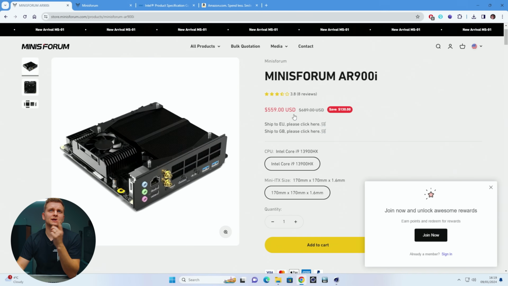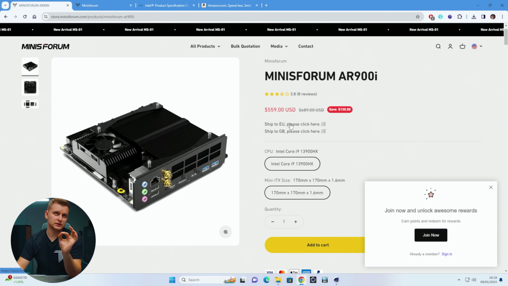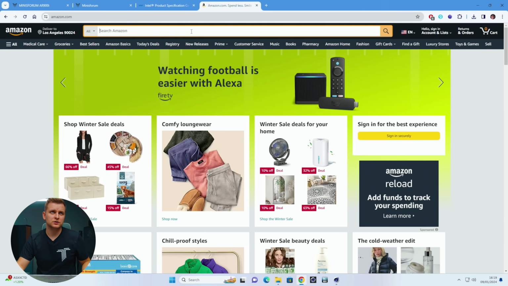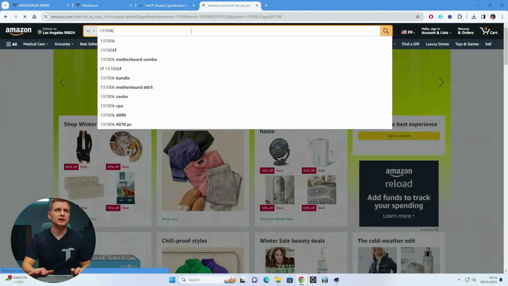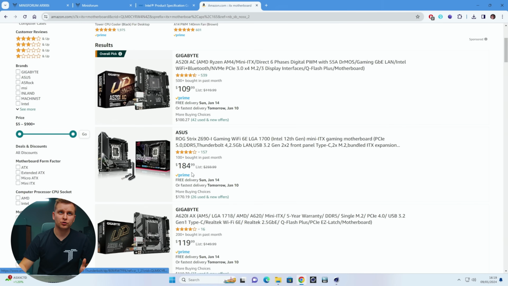So right now we can see that this goes for $559, $560. If we're looking at the 13700K, that is $364, which means we've got an extra $200 for the motherboard. We can get a pretty good Z690 ITX motherboard with better features. So it looks like building your own is still a little bit of a better option in terms of price, if you want to do that.